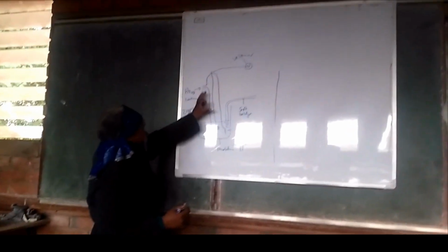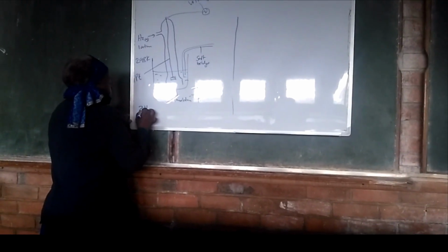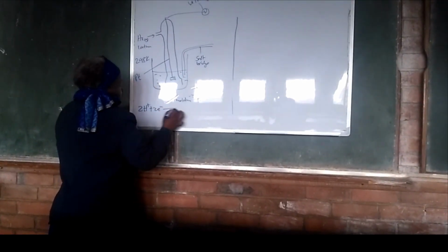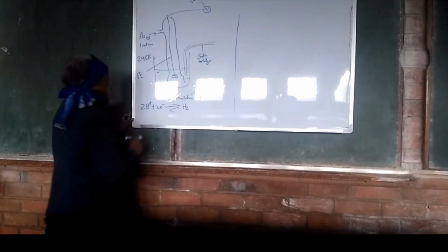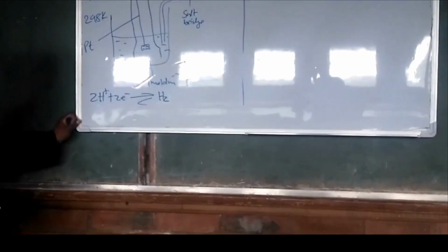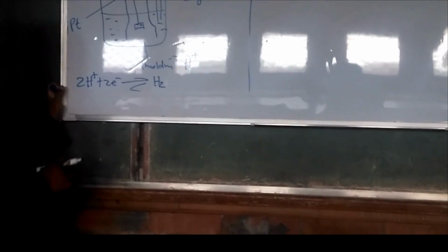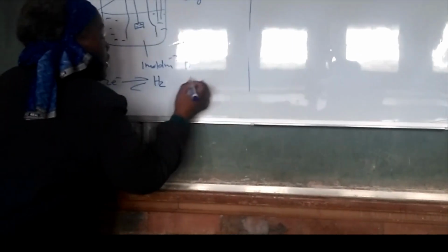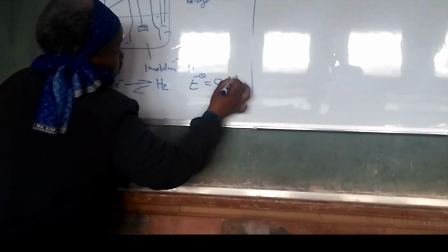So the electrode reaction which is taking place here is the reaction occurring in this half cell. And upon agreement, the standard electrode potential for the hydrogen half cell is given an E0 value of 0.00 volts.